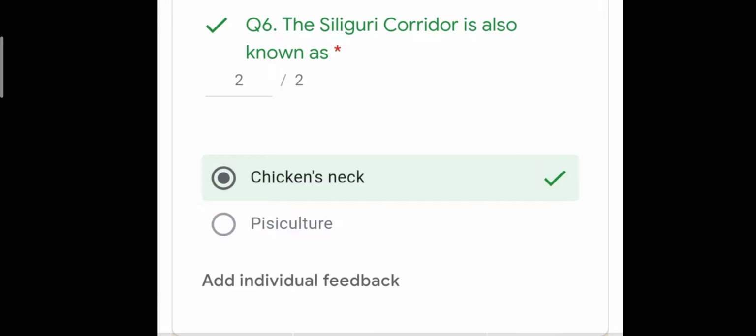And children, pisciculture is a practice of breeding and rearing fish. So that is not related to Siliguri Corridor, and that is a wrong option. And the right answer was chicken's neck.